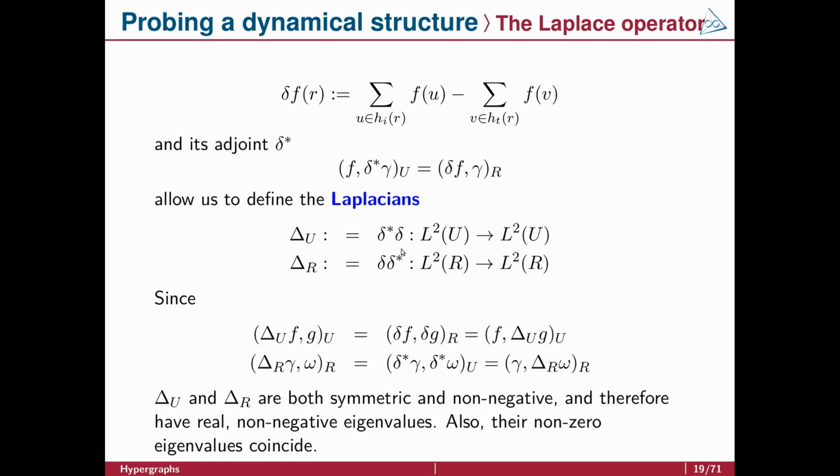And of course, now, just by way of construction, we have these relations which tell us that the operators are symmetric. So this one is equal to this one here. So likewise, this one is equal to this one. So they're symmetric. And also here in the intermediate line, we see that if f is equal to g, we get a square. So both operators are also non-negative. And also since they're just combinations of the same operators in opposite order, the non-zero eigenvalues coincide.